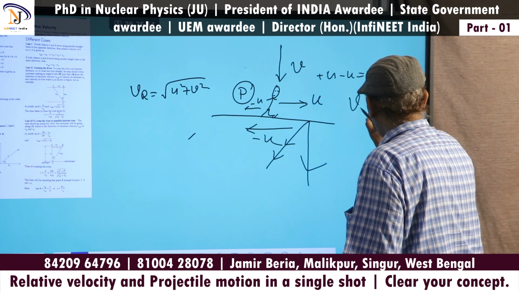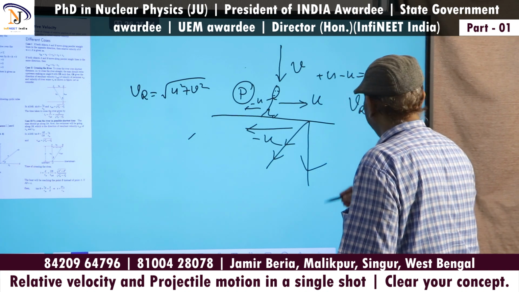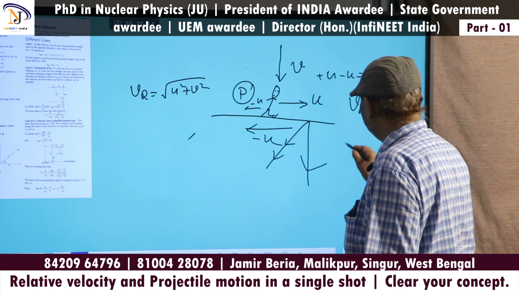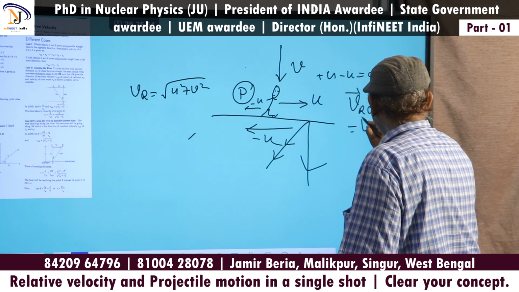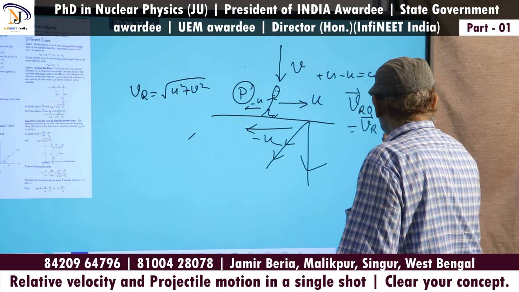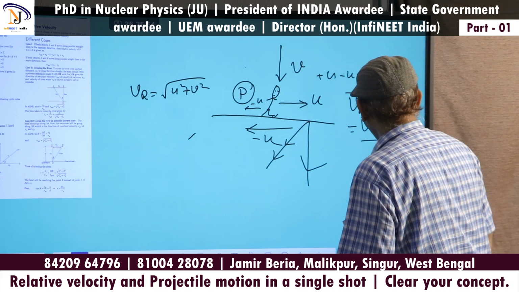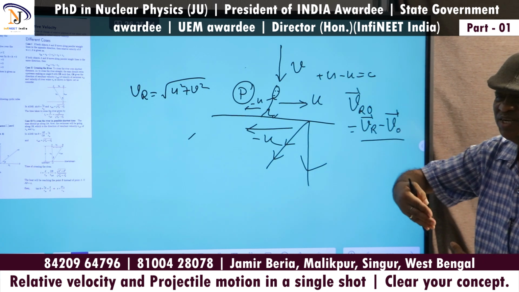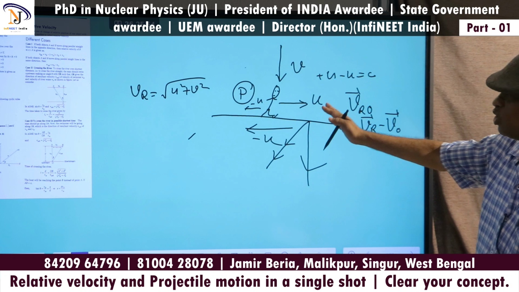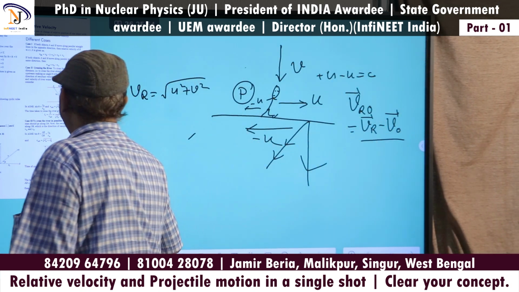Velocity of rain with reference to an observer, VRO. What should be the relation? VRO is VR minus VO. The observer is in the negative direction. So this is your rule. You have to know this thumb rule.